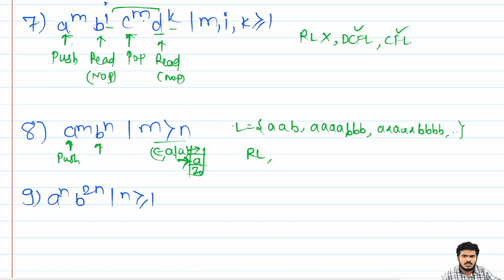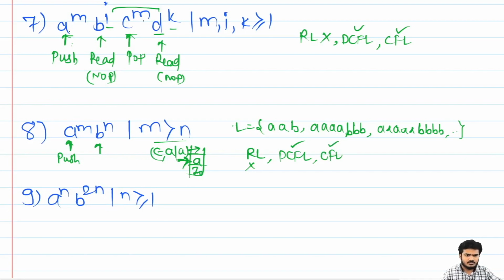So this is not a regular language, because we need a comparison, and solving it by a deterministic pushdown automata is possible. So this is a DCFL language, and we can also say that this is a CFL.